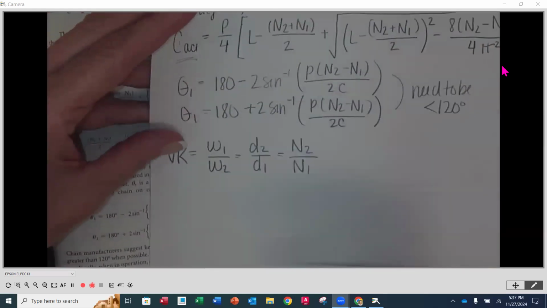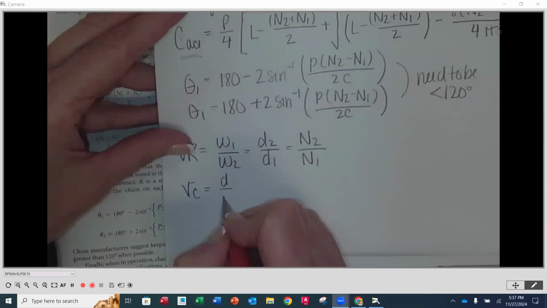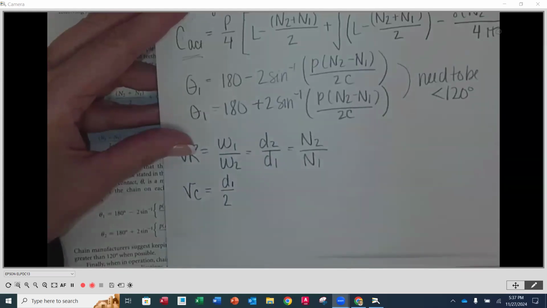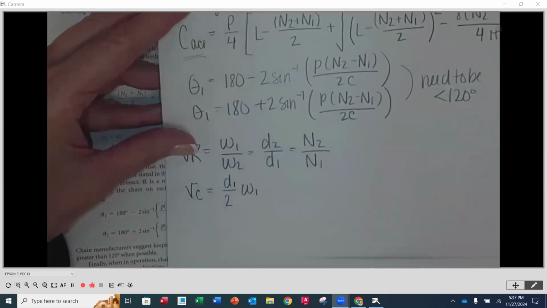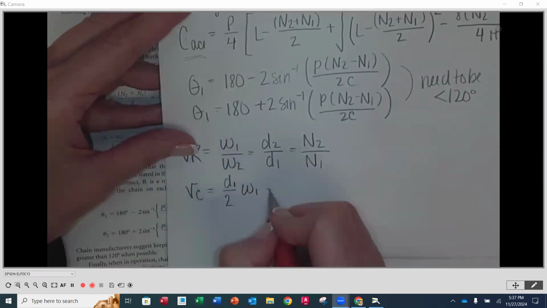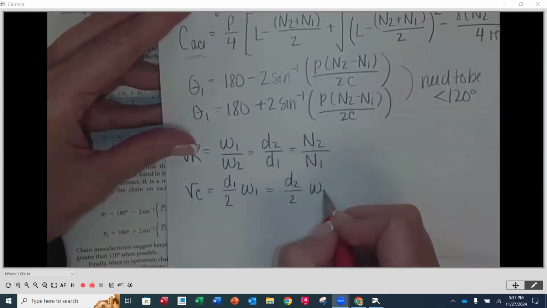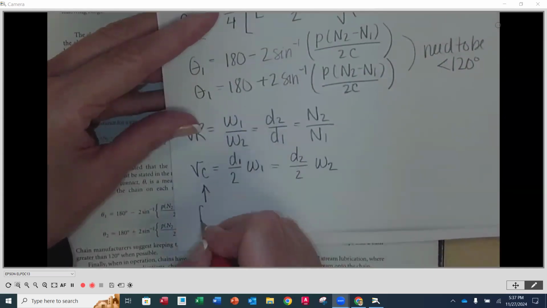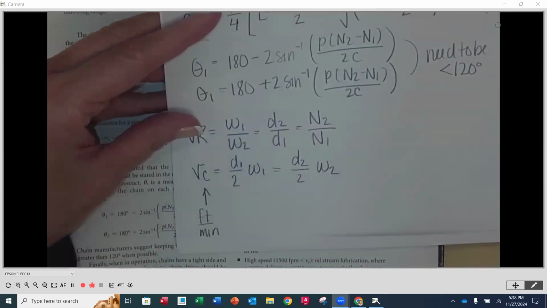So I'm going to add a note or two here. Chain speed is going to be equal to pitch diameter divided by 2. Now, if we're dealing with the driver, this would be the pitch diameter, number 1, times the angular velocity of that same sprocket. And it would also be equal to the pitch diameter of the driven times the angular velocity of the driven. Now, this value right here is going to end up being in feet per minute. Just like a belt speed, feet per minute is the most common unit.